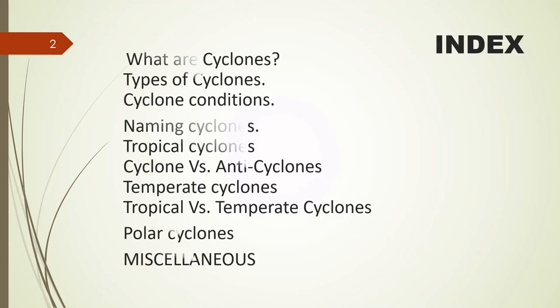Before we begin, let us look at the table of contents that I'm going to cover in this video. The index will be: what are cyclones, types of cyclones, cyclonic conditions, naming of cyclones, and also we will be covering tropical cyclones, anti-cyclones, temperate cyclones, and polar cyclones. Certain terms that are associated with cyclones will be covered under the miscellaneous part. Alright, so let us begin the video.